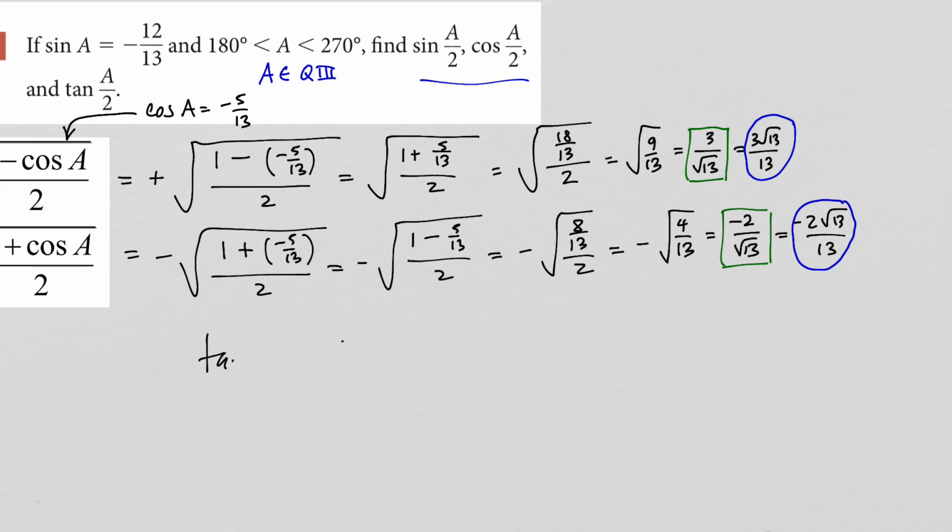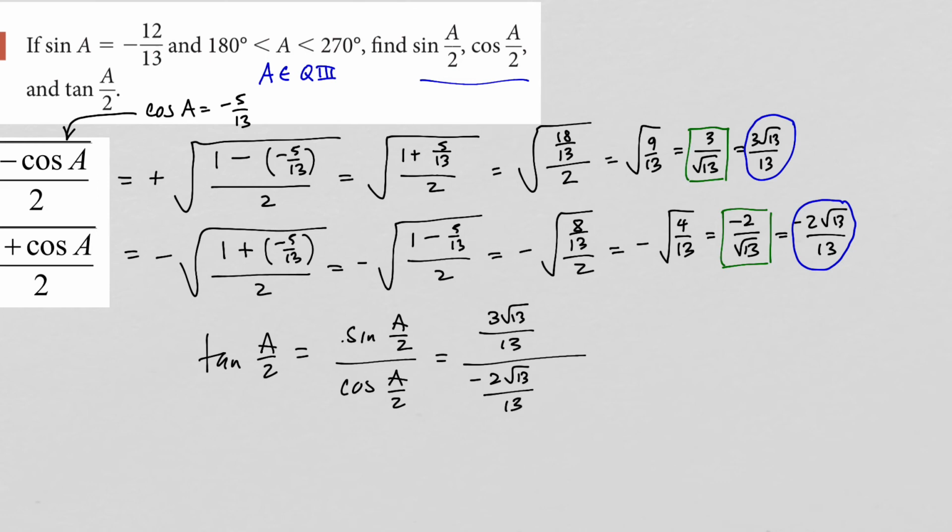And then finally, to find the tangent of A over 2, we're going to use sine of A over 2 divided by cosine of A over 2. And this is 3 radical 13 over 13 divided by negative 2 radical 13 over 13. And we are going to multiply by the reciprocal of the denominator. And then you see that most of these things cancel out. And we end up getting 3 divided by negative 2, which is the same as negative 3/2.